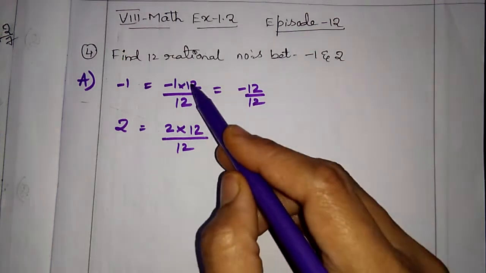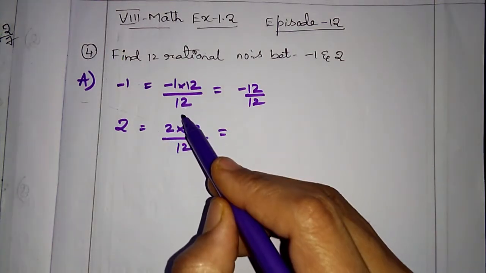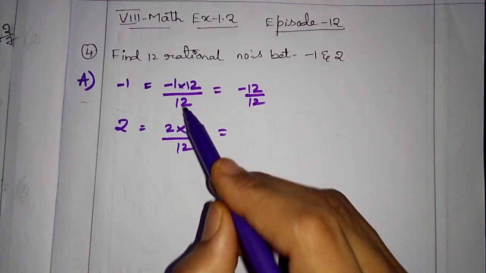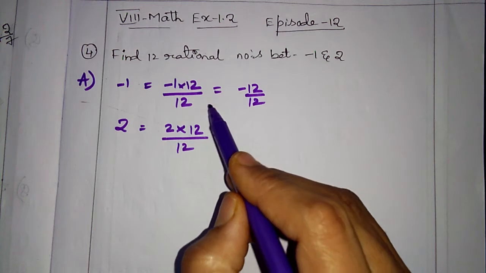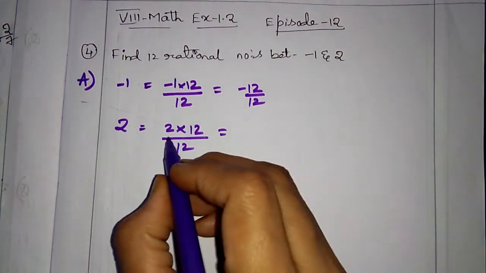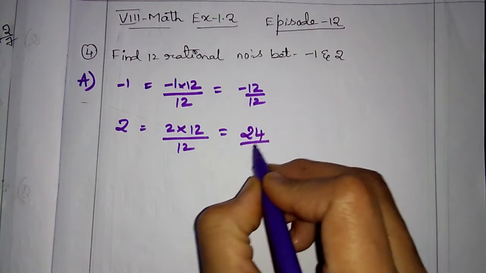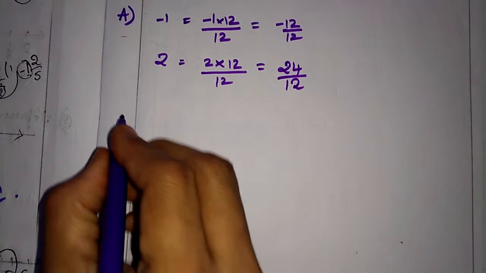Why are you multiplying both with 12 only? Because you want the denominators to be 12. You should multiply with the same number. Why? Because you should get like fractions only. That means the denominators should be the same. So 12 2s are 24 by 12. Now see, children, what happens.